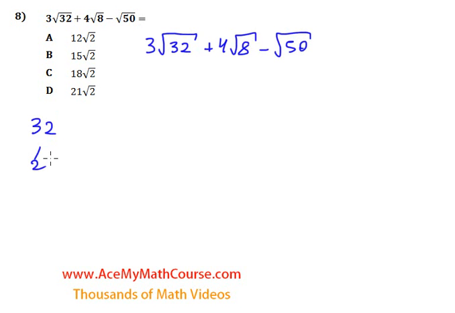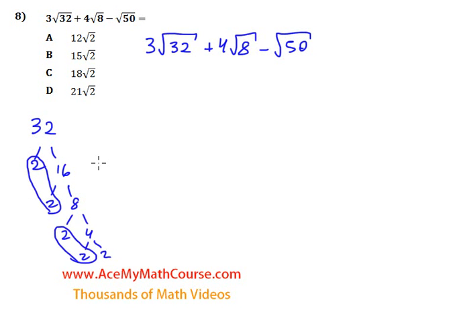32 divided by 2 is 16. Divided by 2 is 8. Divided by 2 is 4. Divided by 2 is 2. So 32 breaks down into 2 to the power of 5 because there are 5 2's. But we want to combine them in pairs because this is the square root. So that is 2 squared right here and right there also. So we get 3 times the square root of 2 squared times 2 squared again times that lonely 2 right there.